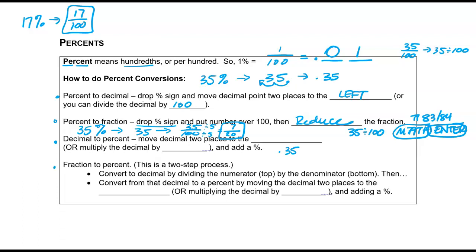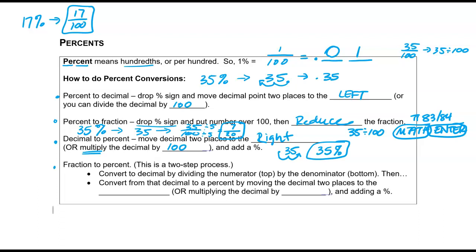So if I want to go the other way around, all I need to do is move the two places to the right. So I write 0.35, and then I'm going to move my decimal 2 places to the right to get 35, and then I add a percent sign. And just like this first one, I said moving the decimal 2 places left was also equivalent to dividing by 100, while moving it 2 places to the right is equivalent to multiplying the decimal by 100. So you've got a couple of different ways to think about it. Either one will work.